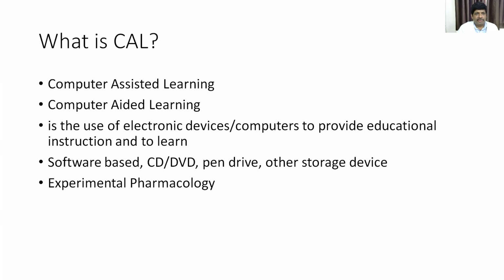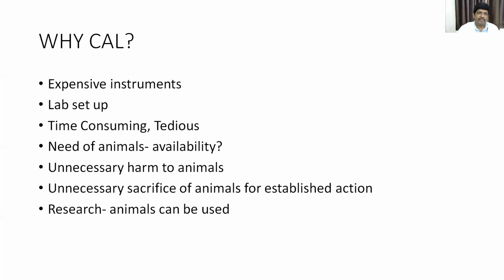So, as I told, what is CAL? This is computer assisted learning, otherwise also called computer aided learning. This is the use of an electronic device or computer to provide educational instruction and to learn. This can be shown or taught through software, through CD or DVD, through pen drive or other storage devices. This is generally used for experimental pharmacology, showing the different experiments which come under experimental pharmacology.